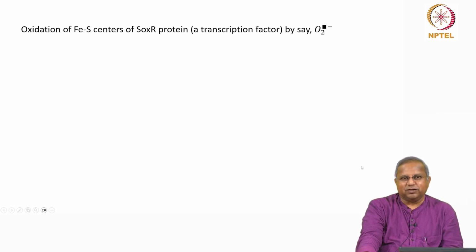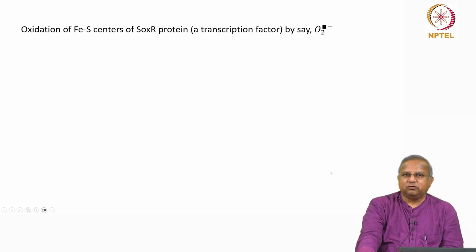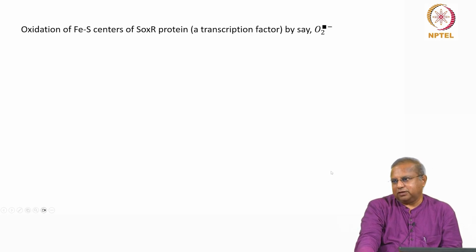I'll just do one today. I think we're running out of time also, but that will also be heavy, so we'll have to do it slowly. So the obvious one, rather the most common one, is oxidation of iron sulfur centers. We are going to look at oxidation of iron sulfur centers of the SOXR protein. The SOXR protein happens to be a transcription factor, and we can look at the oxidation by superoxide to begin with.